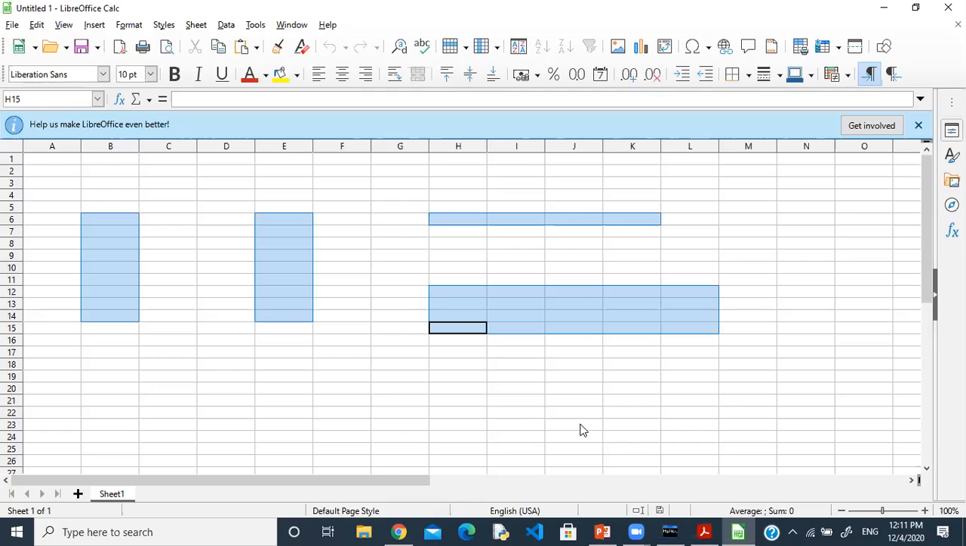And what is the importance of this? Why do we need to select multiple cell ranges? Suppose you want to apply some formatting features on them. For that purpose, it is important. It helps us.